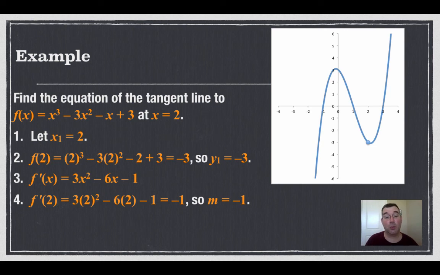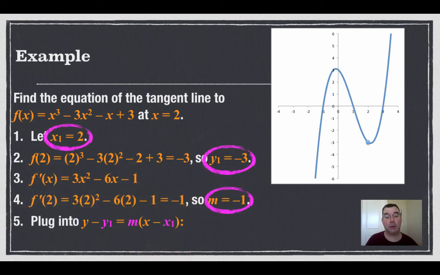Well, now I have a point, (2, negative 3), and I have a slope, or gradient, which is negative 1. So I can use point-gradient form. I plug it in. x1 is replaced with 2, y1 is replaced with negative 3, and m is replaced with negative 1. So that is the equation of the line that passes through that point, and it has a slope that is tangent to the curve at that point.